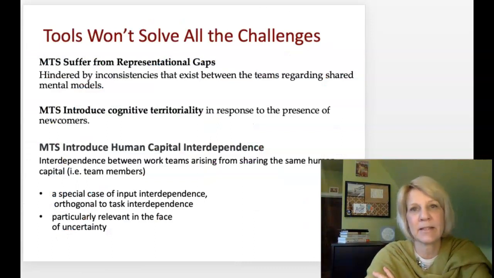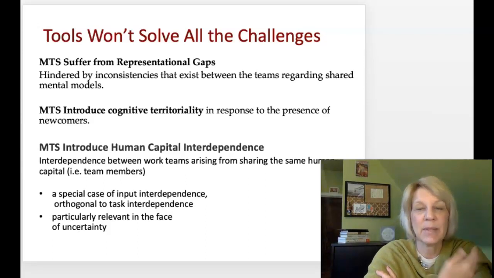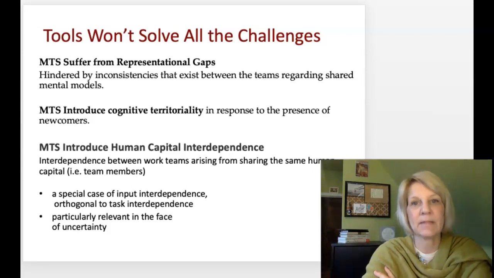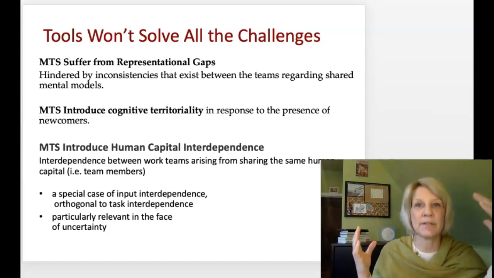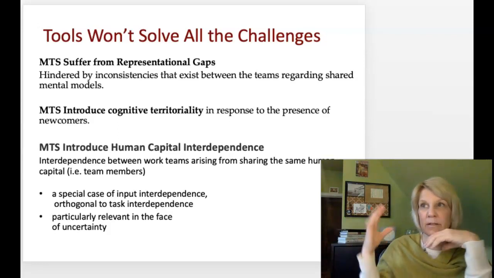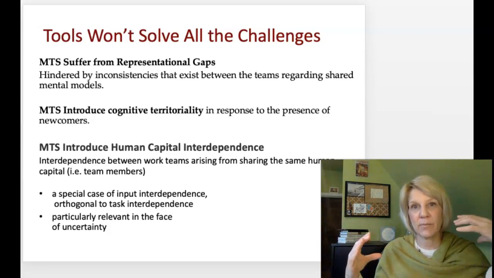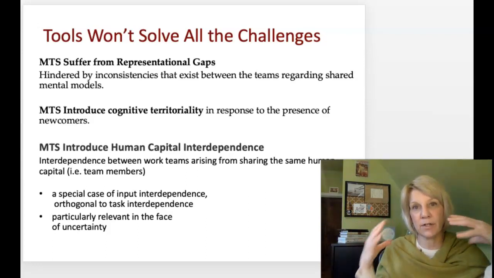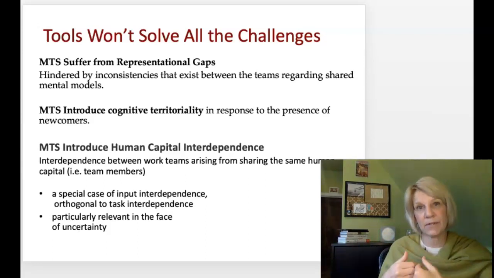A couple of things that we know tend to plague multiple teams and people with multiple team membership is that, first of all, individuals suffer what are called representational gaps. It's hard to understand the perspective of others, and when switching across different projects, it's really hard to develop shared and common mental models within a team. And again, some of that comes from the competition for resources, the competition for time, and the competition for attention that happens.